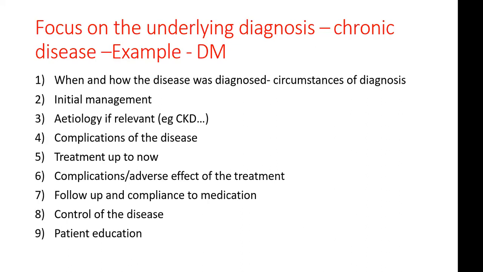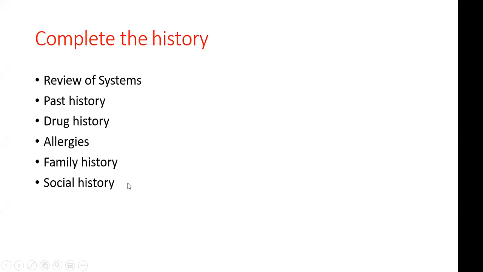When was the diagnosis made? Initial management, etiology, complications of the disease, treatment up to now, complications of the treatment, follow-up and compliance to medication, control of the disease, and patient education about the disease. Okay. So that is basically how you describe a chronic problem. And again, I emphasize, if the patient has 7 chronic problems, you don't need to do this for everything. Highlight, describe in detail the disease that caused the patient to come to hospital, and the other ones you can present in a very summarized way.